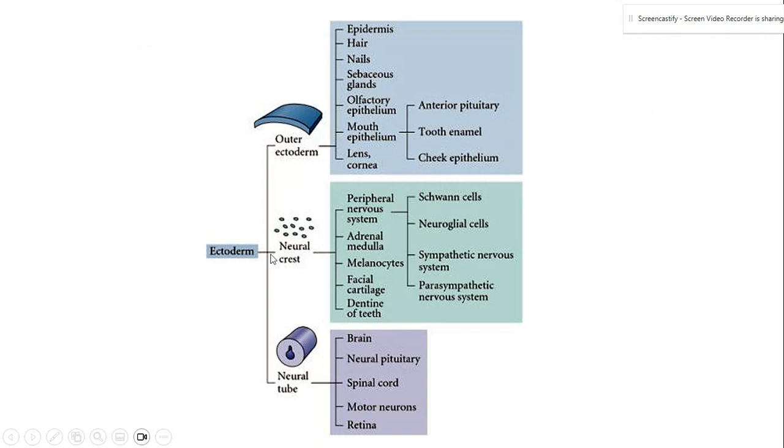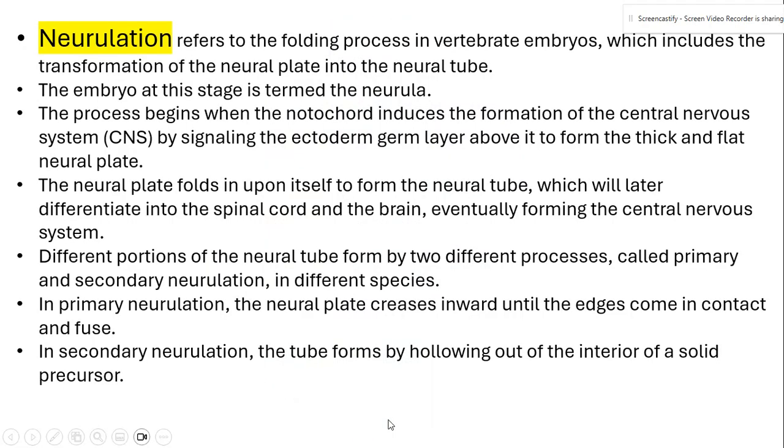Okay, so we have ectoderm. Outer ectoderm, we have epidermis, hair, nail, sebaceous, olfactory epithelium, your nose, mouth epithelium, lens, cornea. Mouth epithelium, you have anterior pituitary, we have tooth enamel, and cheek epithelium, yeah, cheek cells. Peripheral nervous system, from ectoderm we have neural crest that develops into PNS, we have Schwann cells, neuroglial cells, sympathetic nervous system, we have parasympathetic nervous system, right? We have adrenal medulla, melanocytes, facial cartilage, dentine of the teeth. Neural tube is brain, neural pituitary, spinal cord, motor neurons, and we have retina from neural tube.